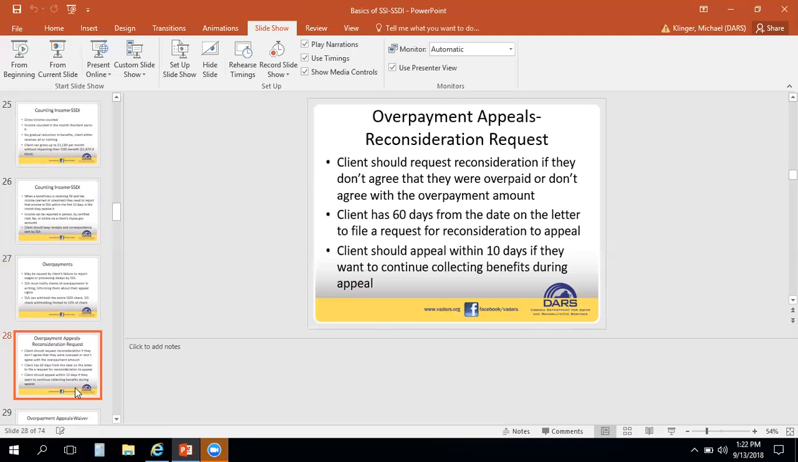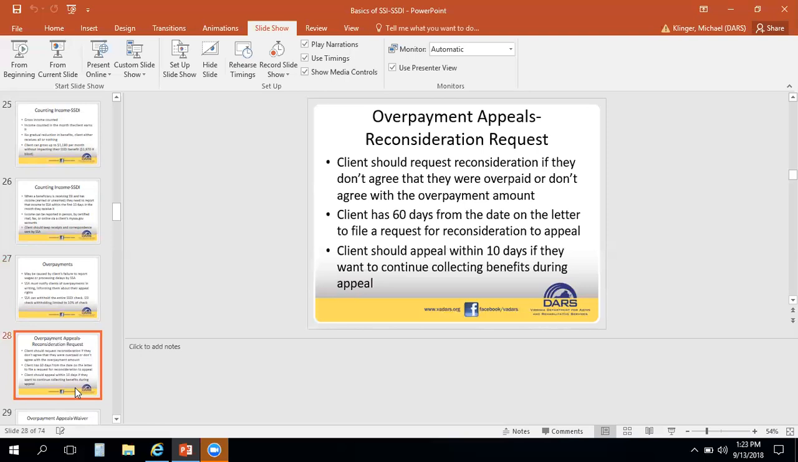So, for example, a reason for filing a reconsideration request is that I don't believe that I was overpaid because I didn't receive the benefits, or you're saying that I owe $10,000 and there's no way that I can owe that much. I didn't receive benefits for as long as you said I did. Those are reasons to file a reconsideration. So it's number one, they don't agree with the overpayment, or number two, they don't agree with the overpayment amount.